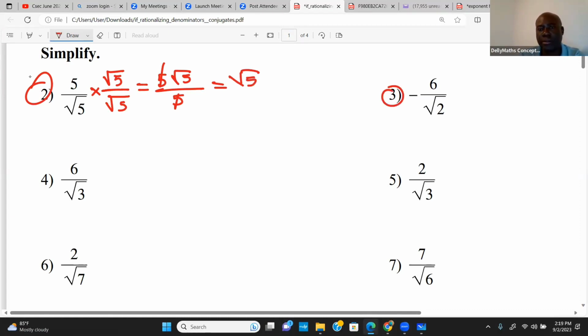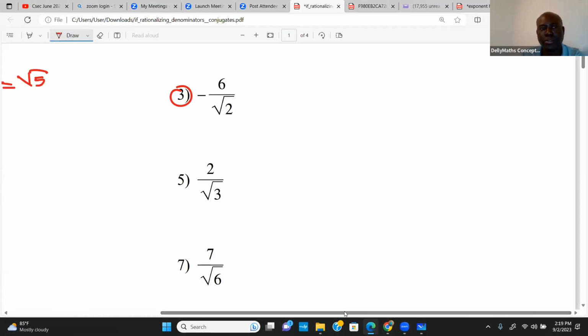Let's take a look at this one right here. What we're looking at is that I have a negative, then I have 6 over the root of 2. There are many ways I can approach this. I could take this negative and just make it a part of my denominator, so I could look at it as negative 6 over the root of 2. So I could see it a little bit clearer, but it's fine. That's one way we could do it.